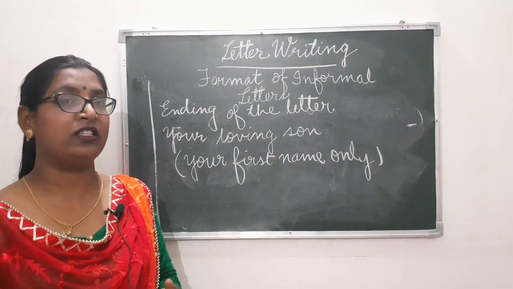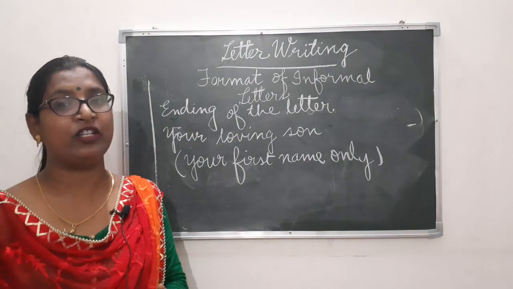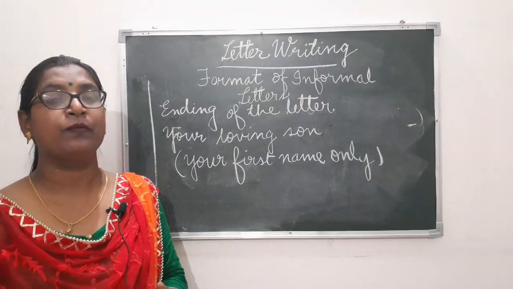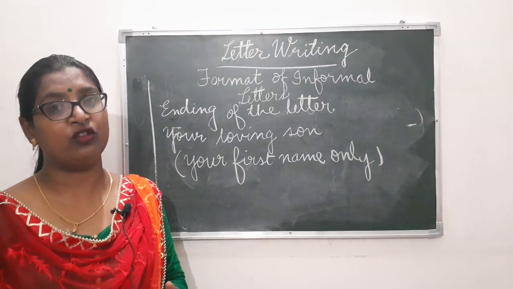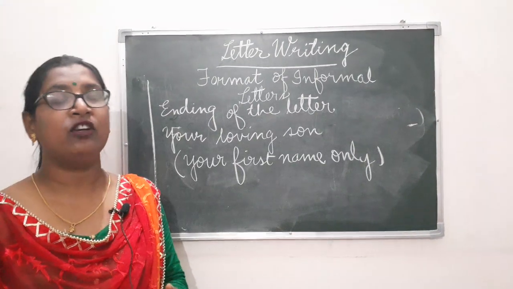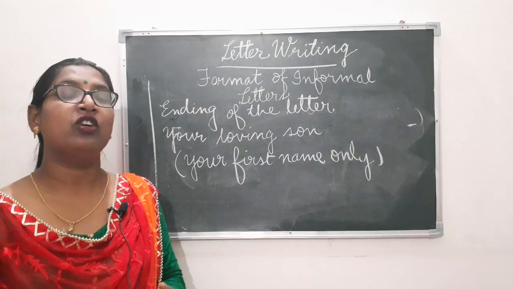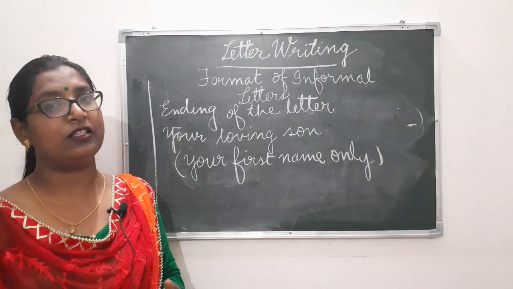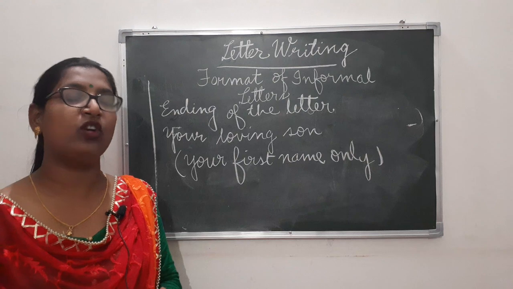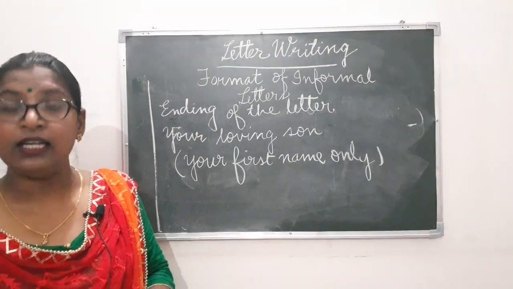After the body of the letter comes the ending of the letter, which is also known as the complimentary close. In the complimentary close, the words we use: your loving son, your loving daughter, yours affectionately, yours loving, with love, yours. All these are the complimentary close for informal letters. And at last you should put your signature. In that you should write only your first name. So this is the format of letter writing.